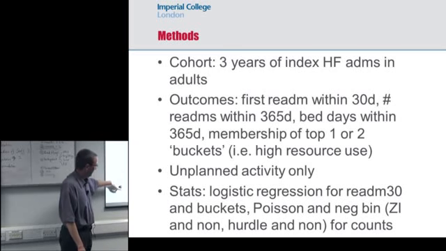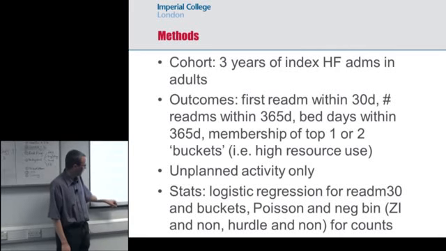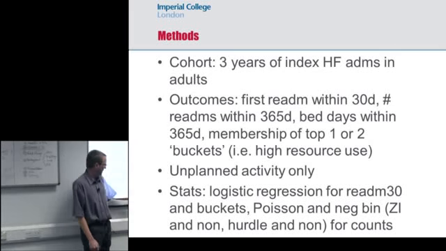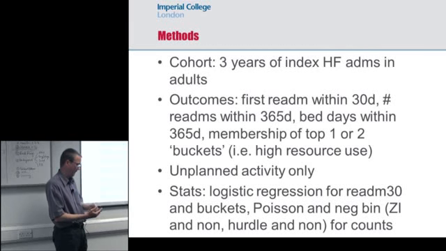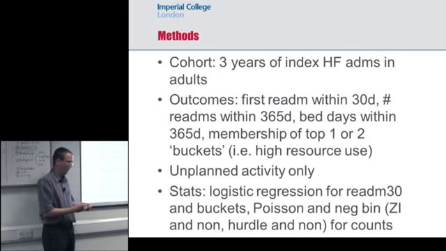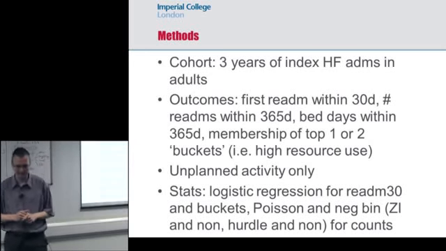And here's a brief technical bit. We obviously did logistic regression for that and the buckets. And then we've got Poisson and negative binomial models, including inflation for zeros or not, and these so-called hurdle models, or not, where you divide the outcome into two bits really. So the first task is to predict whether the patient goes on to have further readmissions, yes or no, and if they do have further readmissions, how many do they have? So that's like an extra bit of the modelling.